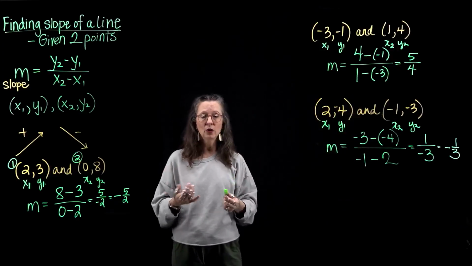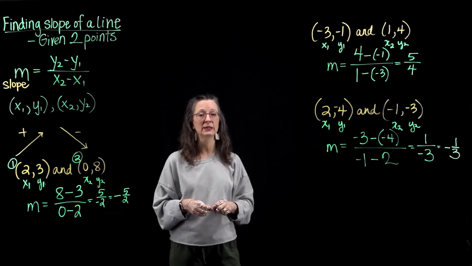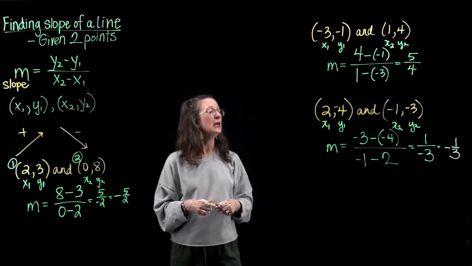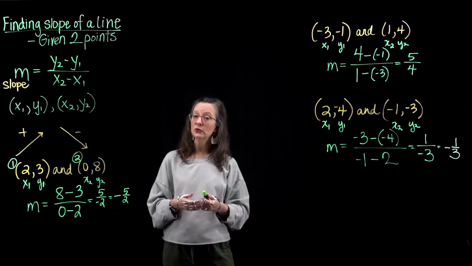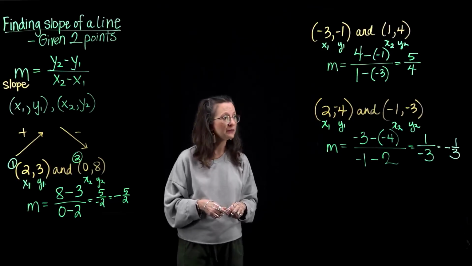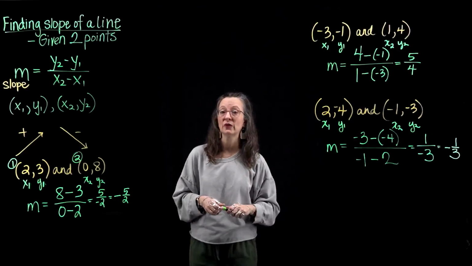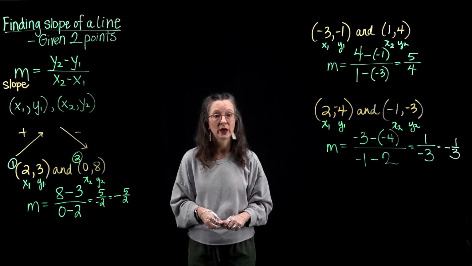Now, on your slope, we generally leave it as an improper fraction if the number in the numerator is larger. We don't usually write slope as a mixed number. We just leave it as that improper fraction. If the fraction can be reduced, though, we definitely reduce that fraction. All right? In another video, we will talk about using the slope of the line to write the equation of a line.